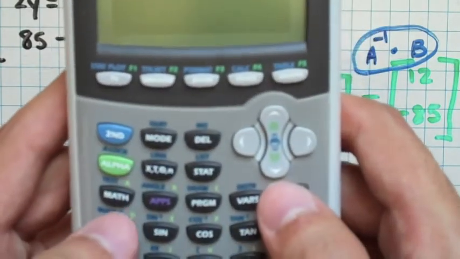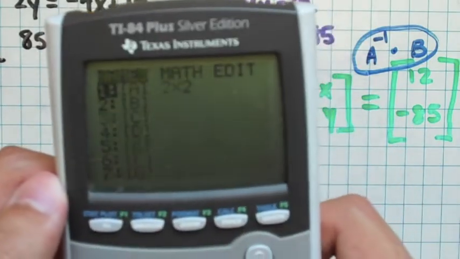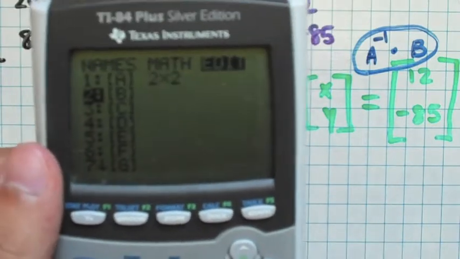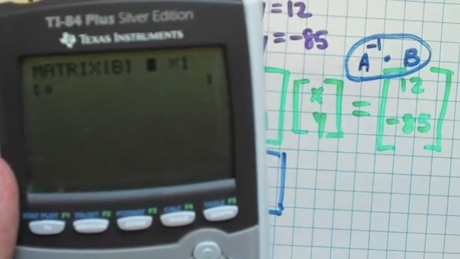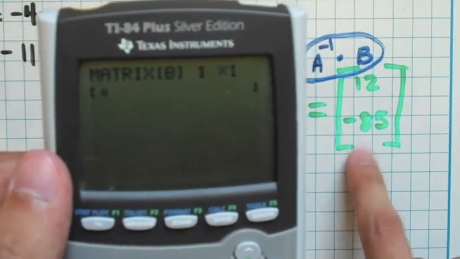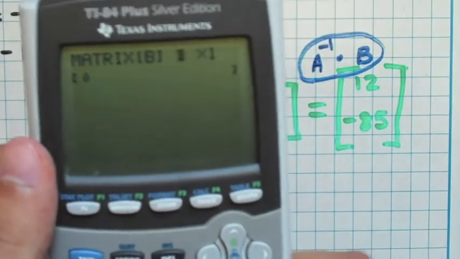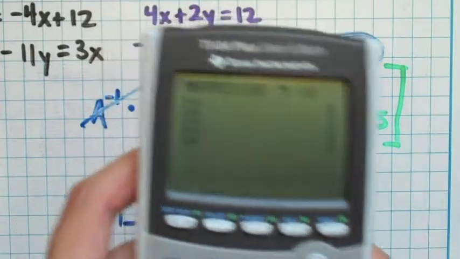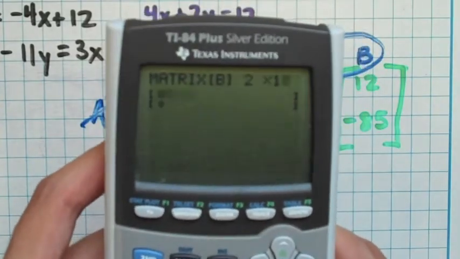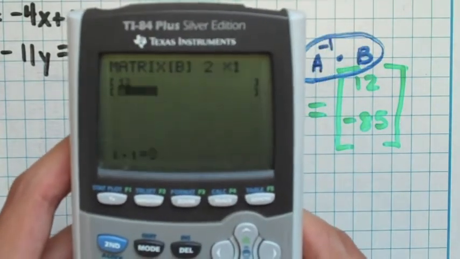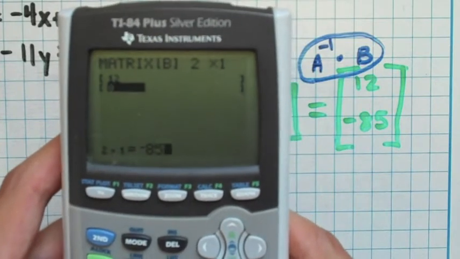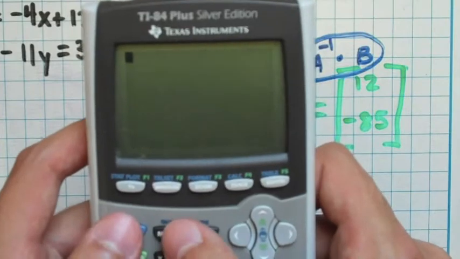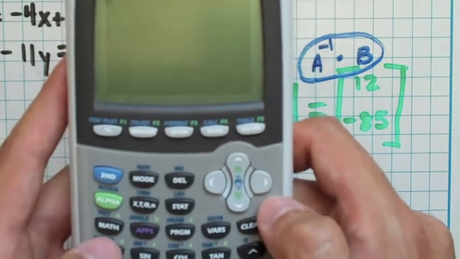Now you're going to go back into matrix again. You're going to go over to edit again. This time I'm going to scroll down, and I'm going to choose matrix B. Matrix B is going to be this guy over here, the answer matrix. That is a 2 by 1 matrix. So I'm going to adjust it accordingly. So I have a 12 and a -85.